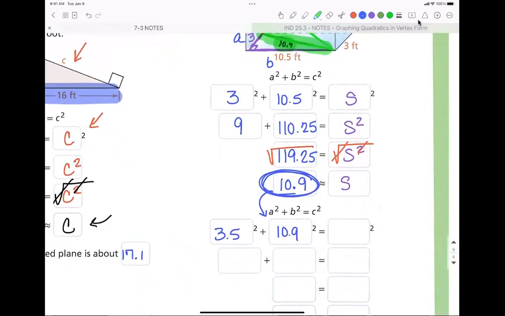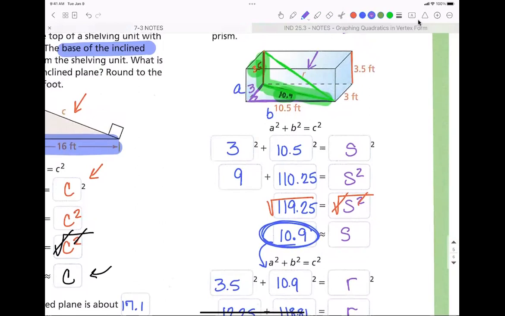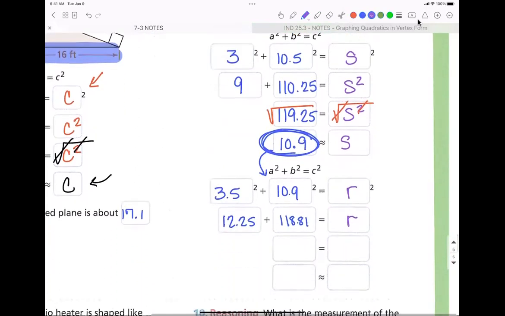Square 3.5, square 10.9, and then add them together. 12.25, good. Okay, and then add those two together. Now on this side, you can write R squared because that's what we're solving for now, right? We're solving for this unknown diagonal that runs 3D through the whole box. What did you get? Everybody agree? Okay.